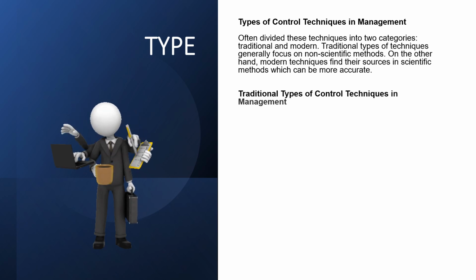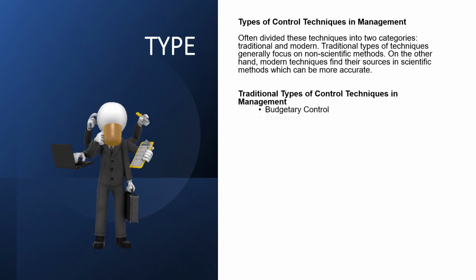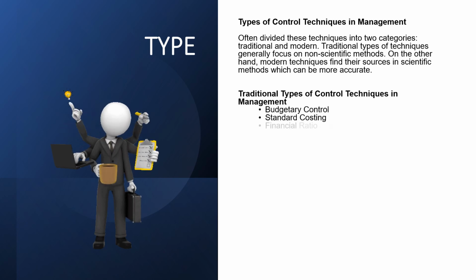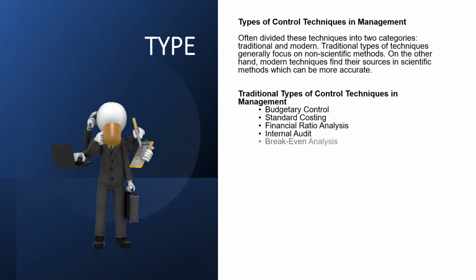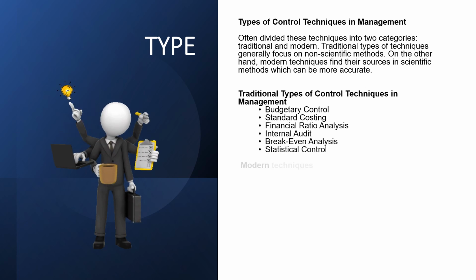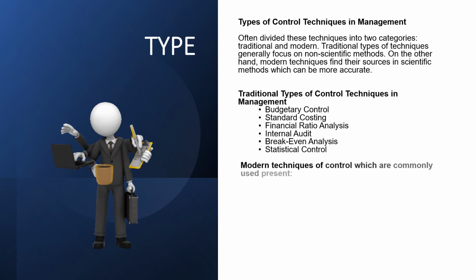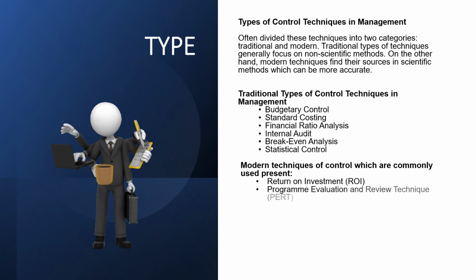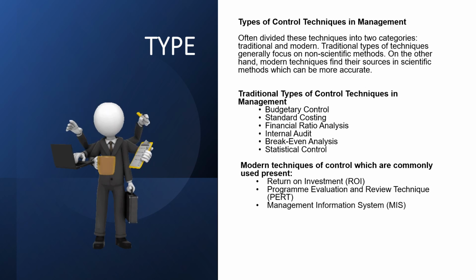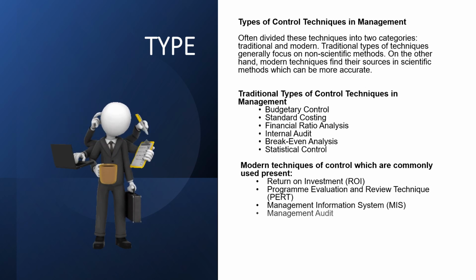Traditional types of control techniques in management are budgetary control, standard costing, financial ratio analysis, internal audit, break-even analysis, and statistical control. Modern techniques of control which are commonly used at present are return on investment, also known as ROI, program evaluation and review technique, also known as PERT, management information system, MIS, and management audit.